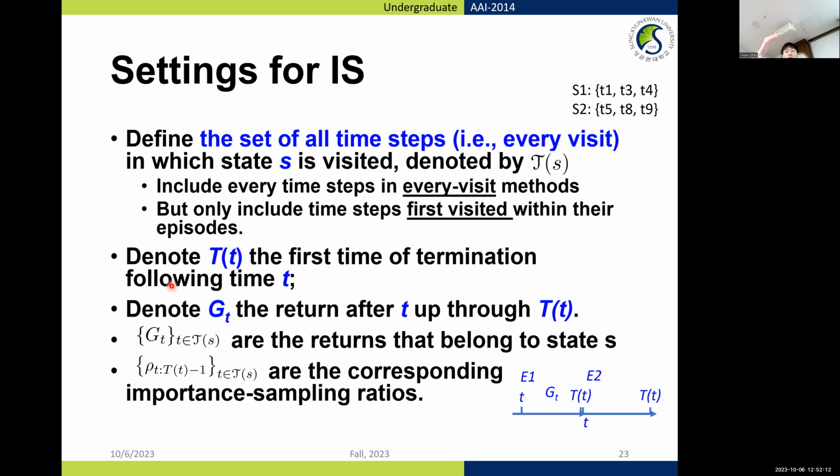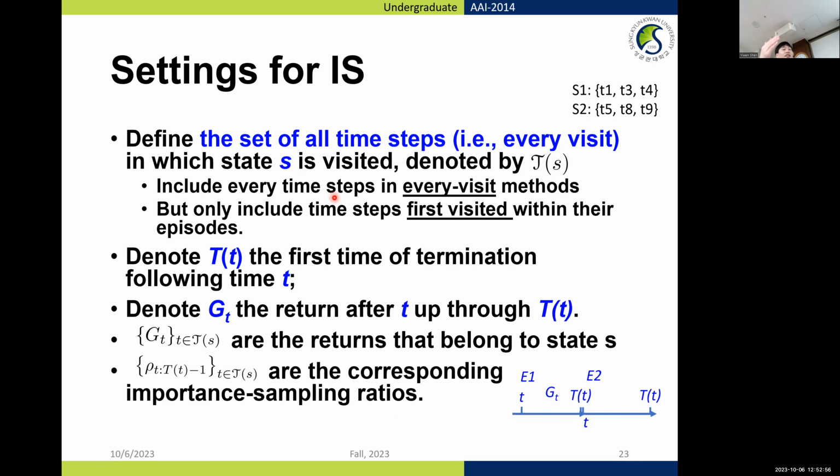Now for deriving the importance sampling, we have some settings. Look carefully here. We define the set of all time steps in which the state S is visited, denoted by the special T(s). If you look at the example here, the state S1 was visited at T1, T3, T4. These are time steps. In T1, in this time step, we move to the S1. So we just check that the state has been visited.